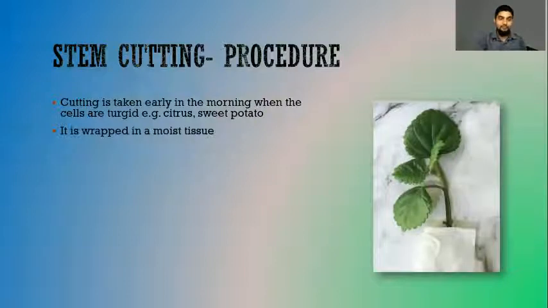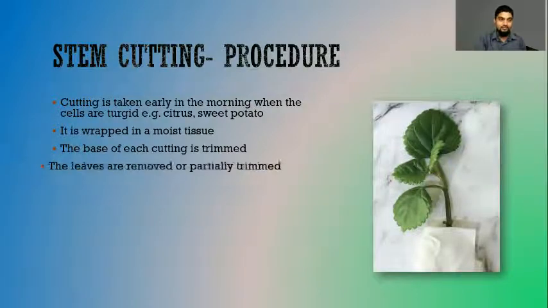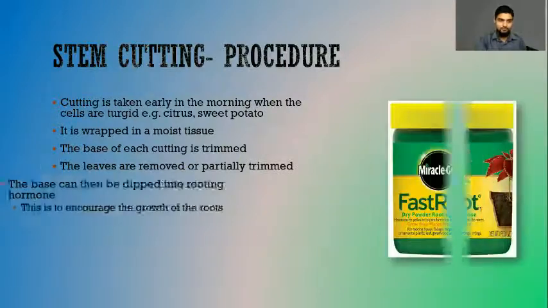After removing the cutting, it is normally wrapped in a moist tissue because you don't want the cutting to lose moisture. This may not be necessary if you're going to use the cutting immediately, but usually it is not used immediately after it is removed from the parent plant. The base of each cutting is trimmed. You would use a sharp instrument and trim the base of the cutting, and the leaves are usually removed or partially trimmed. They're usually completely removed.